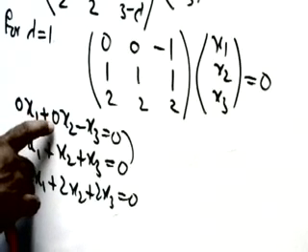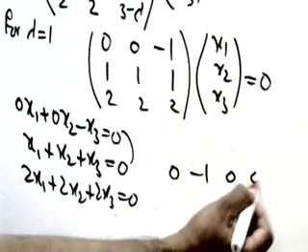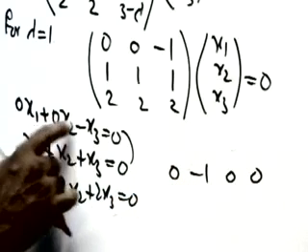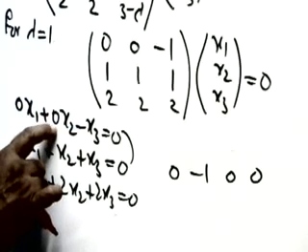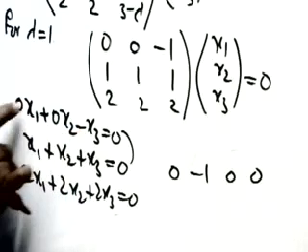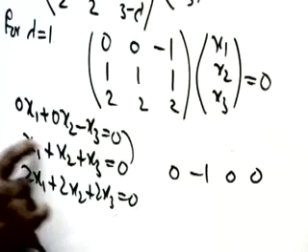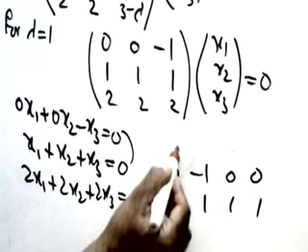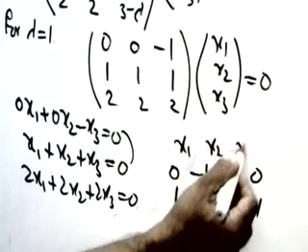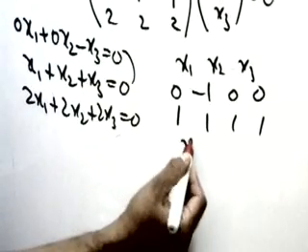How to start? We are using the cross multiplication method. We have to start from the middle value: 0, minus 1, 0, 0. Start from the middle and end at the middle. Here also 1, 1, 1, 1. Start from the middle and end with the middle. You take here x1, x2, x3. So let me cross multiply this one.